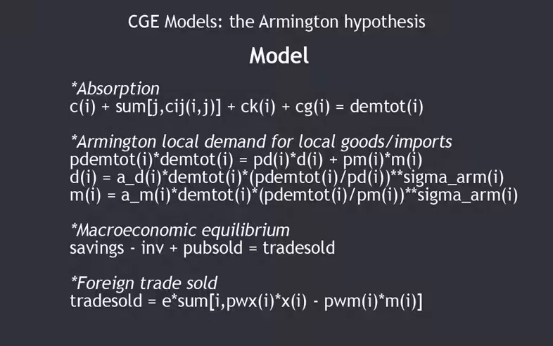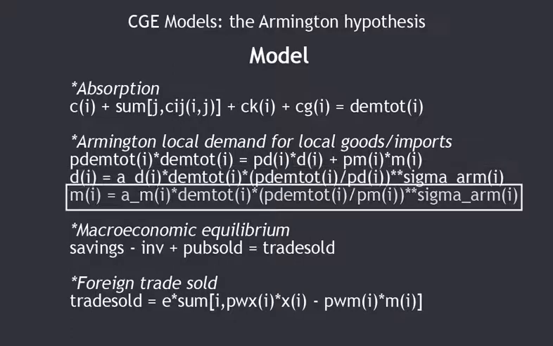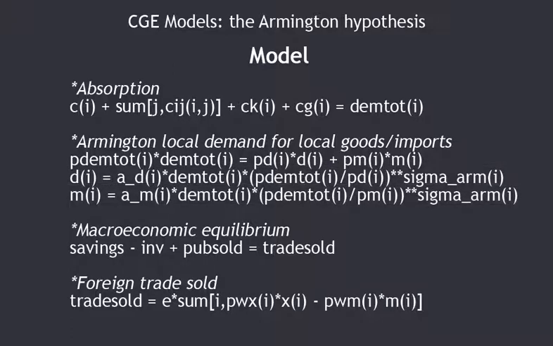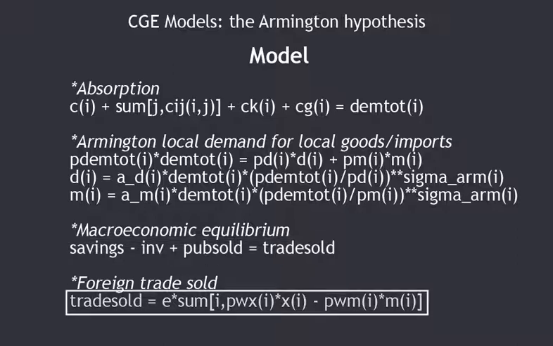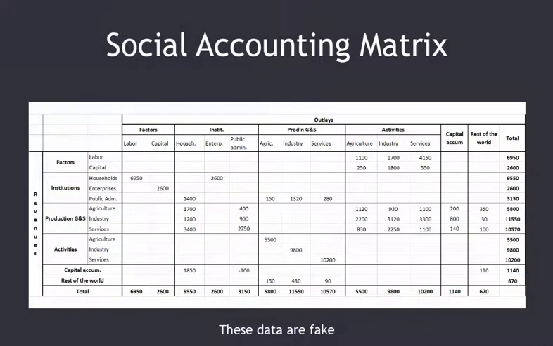Then you have the Armington block with one equation, which is the total value of total demand, which is equal to total demand for local good plus total demand for imports. And then you've got equations of determination of the local demand for local goods and local demand for foreign goods. Then you've got the macroeconomic equilibrium block, which is of course saving minus investment plus public balance is equal to external balance. And then you've got the foreign trade balance, which is equal to exports in value minus imports in value. So here in the social accounting matrix, the big change comes from the fact that there are exports and imports in each sector.